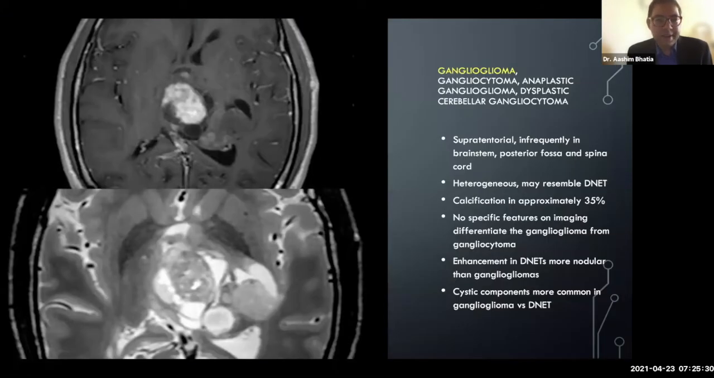Gangliogliomas, how do you compare them to DNETs? A lot of times, your differential might include both of them, but they're more heterogeneous. You're more likely to get calcifications. There might be more heterogeneous enhancement. So this is much more enhancement than you see with DNETs. A little more heterogeneous appearance of the tumor, has cystic solid components.